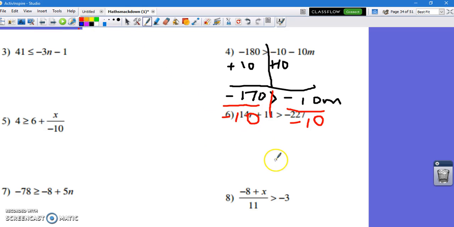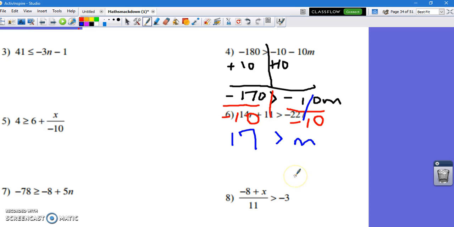Okay, so this will cancel each other out, which will leave you with m. And then 170 divided by 10 will be 17, but it will be two negatives. Well, two negatives is a positive, so it'll be a positive 17. And then you're going to make your number chart, your graphing line. So you're going to put 17 in the middle.